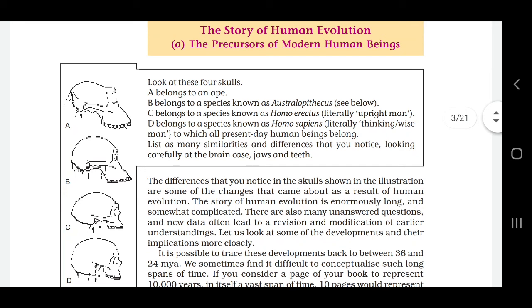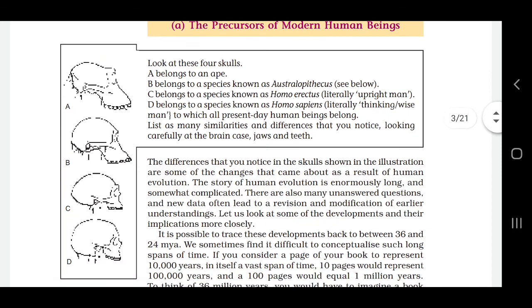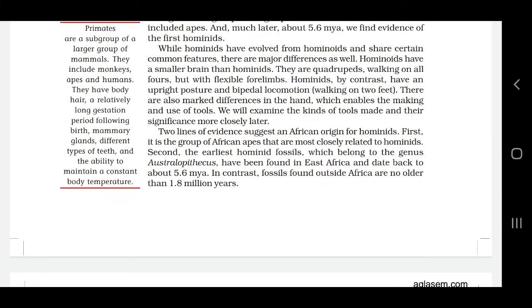Okay, about 5.6 million years ago, we find evidence of the first hominids, which evolved from hominoids, that is, from primates the hominoids evolved, and from hominoids the hominids evolved. These hominids share certain common features and even have major differences as well. Hominids have a little bigger brain and an upright posture. Earlier the hominoids were totally bent and walked on four legs, isn't it? Now these hominids are a little bit straighter, and they have bipedal locomotion, that means bi means two, pedal means walking, that is they used to walk on two feet. Clear? And these hominids have flexibility in hand, leg and finger, which helped them to make tools and weapons.